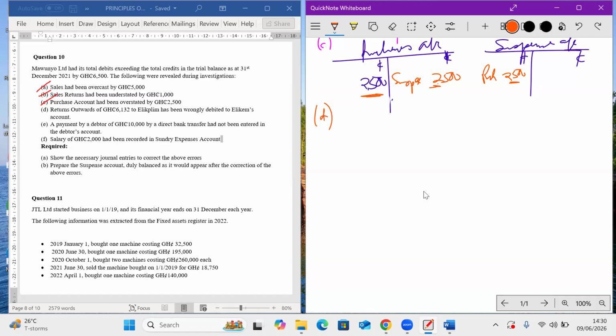Return outwards account. Write them as they are. Just write them as they are.